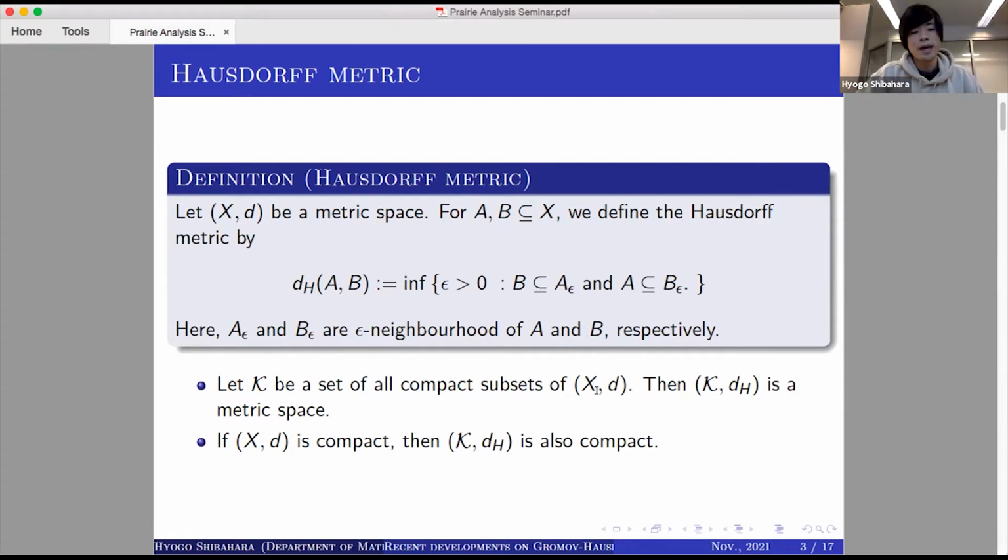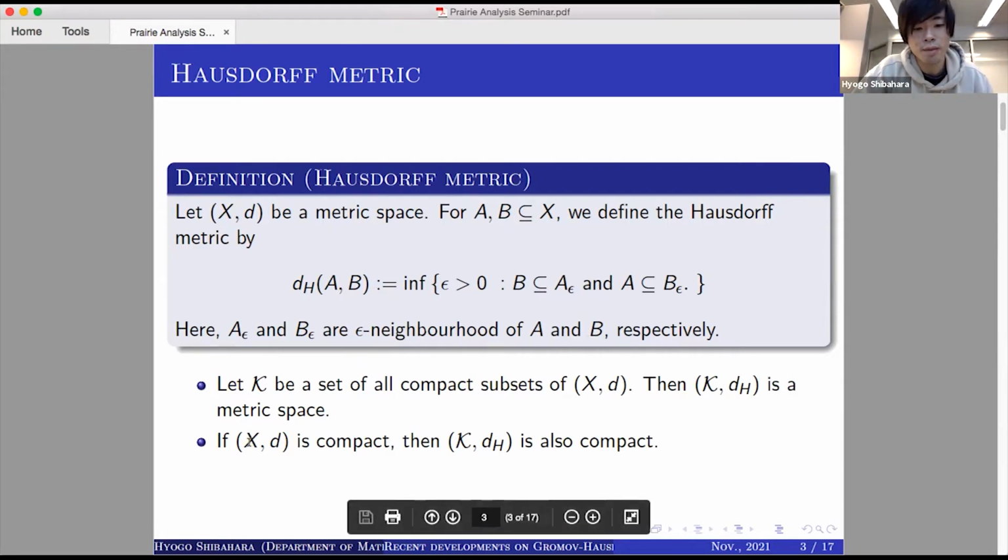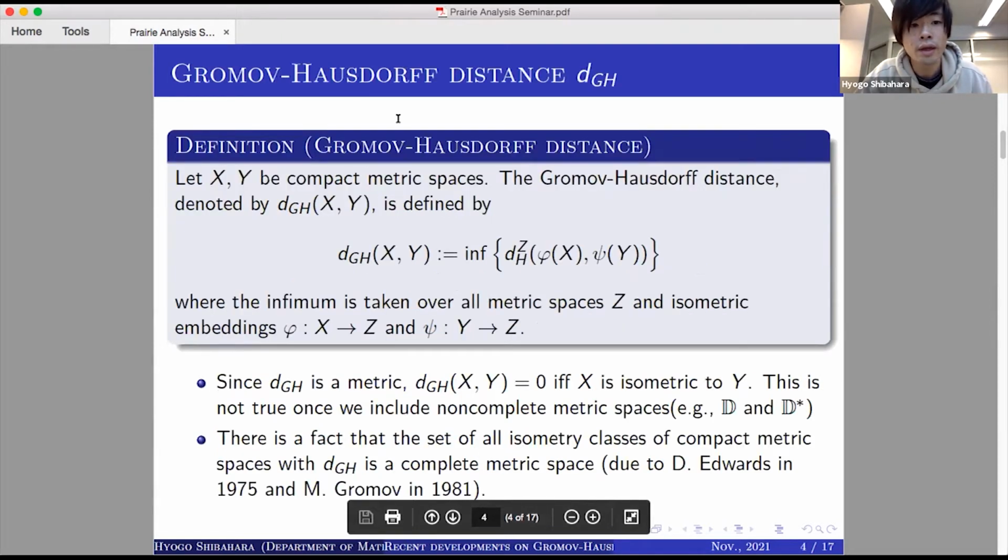And if the fixed space X is compact, then if you take the set of all compact subsets of X and consider the Hausdorff metric on it, then it's also compact. And this will appear quite often, so I'd like you to keep it in mind.